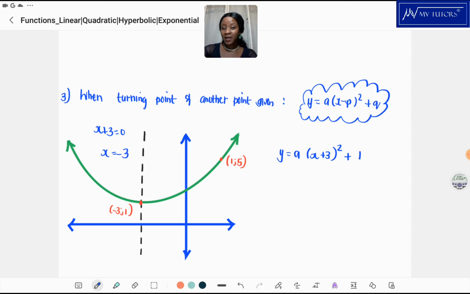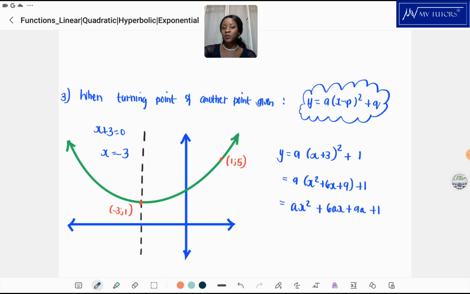And then I'm going to multiply it out. Okay. So I'm going to have x squared plus 6x plus 9 plus 1. And then I'm going to multiply in the a. So I have ax squared plus 6ax plus 9a plus 1, and then I'm going to substitute in the point that was given.